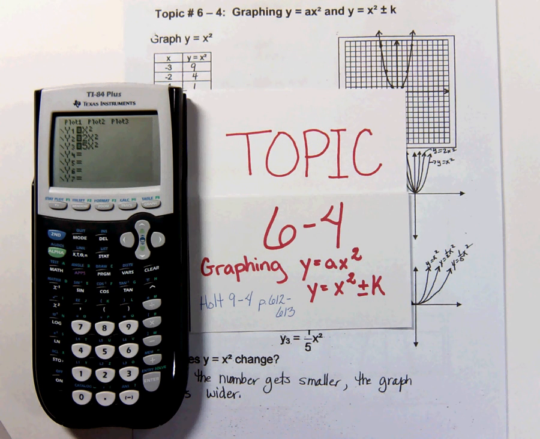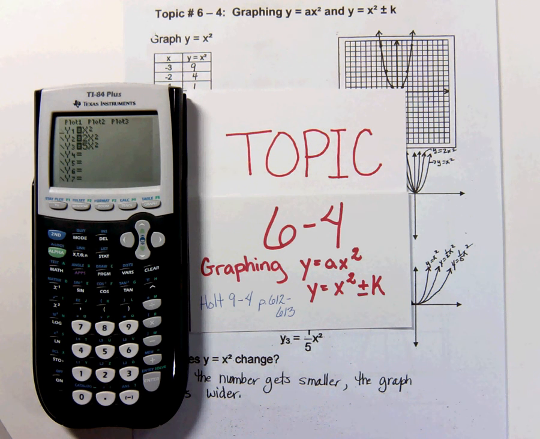Topic 6-4, graphing y equals ax squared, and also graphing y equals x squared when shifts occur left and right, up and down, big and small. So there are lots of things that can happen on a parabola.